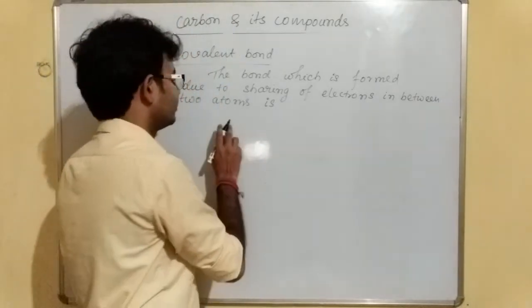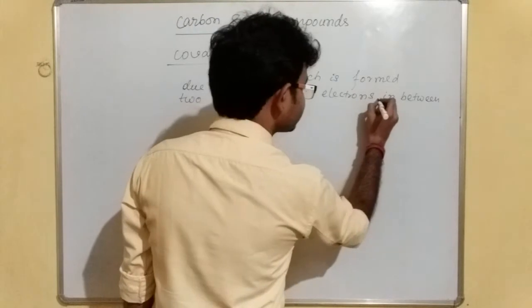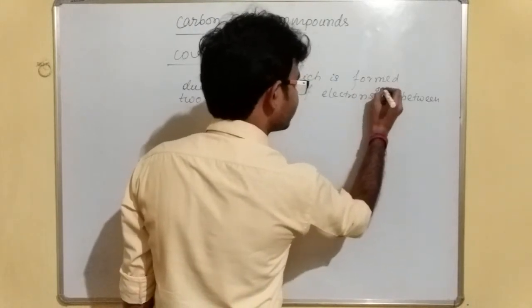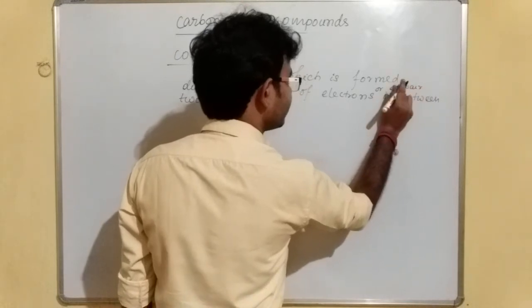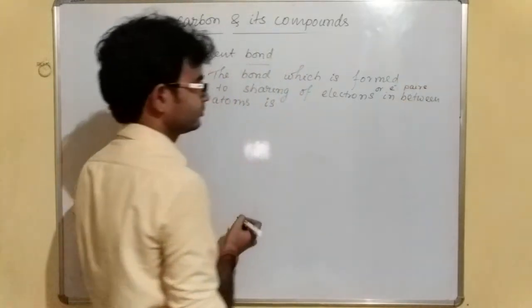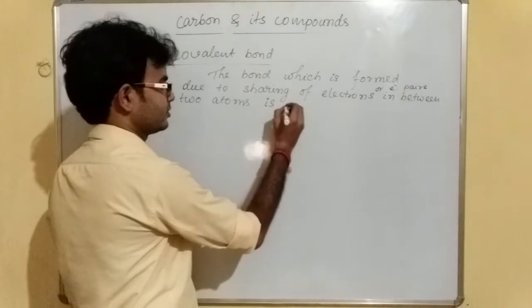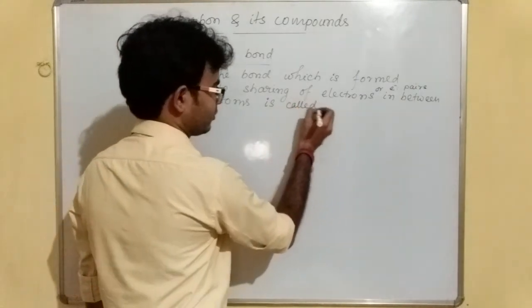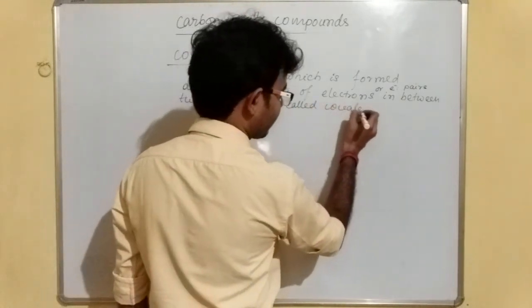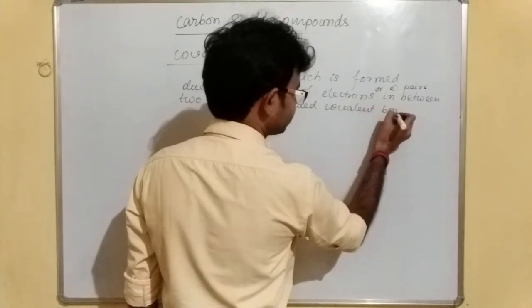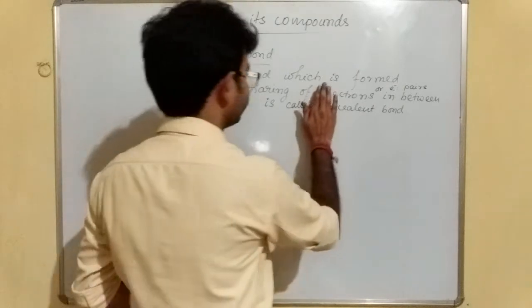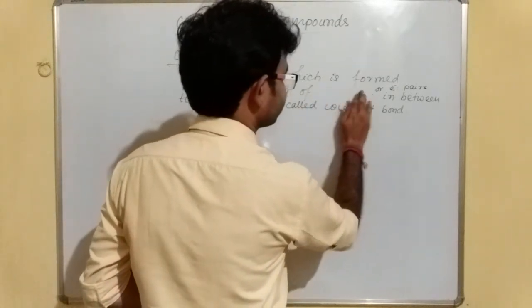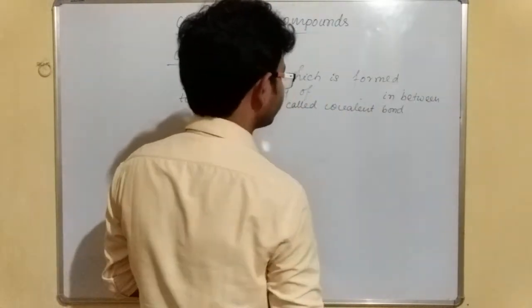Okay, the sharing of electrons or electron pairs is called a covalent bond. It's better to write electron pairs.